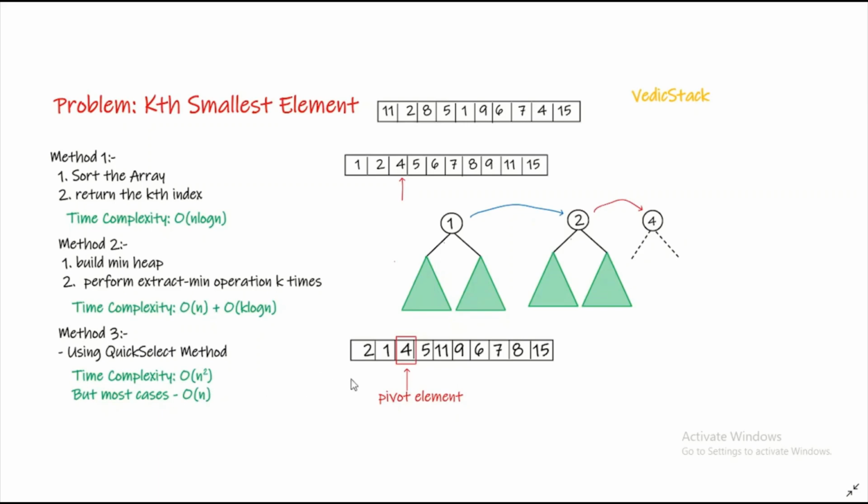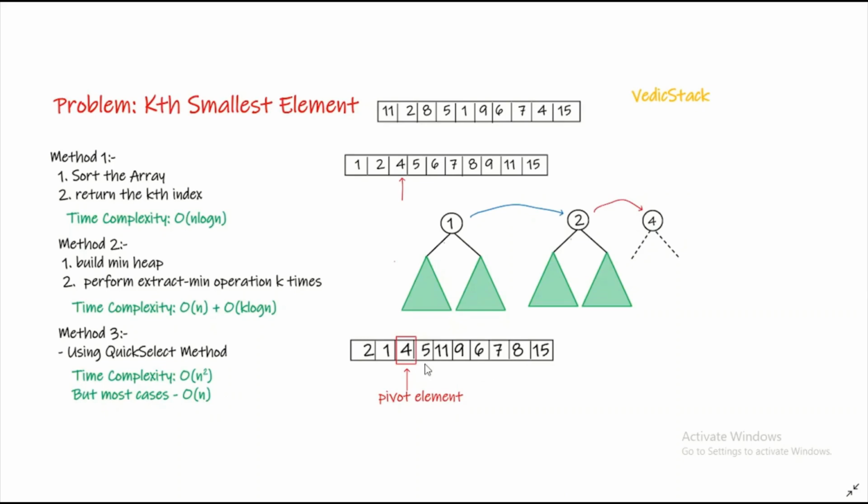A pivot element is nothing but an element for which the elements which are greater than the pivot element are going to be on the right side of the array, and the elements which are smaller than the pivot element are going to be on the left side of the array. So here in this case, 4 is the pivot element, then you can see 2 and 1 are smaller than 4 and they are on the left of it, and the rest of the elements are greater than 4 and they are placed to the right of 4. That is all about the pivot element.